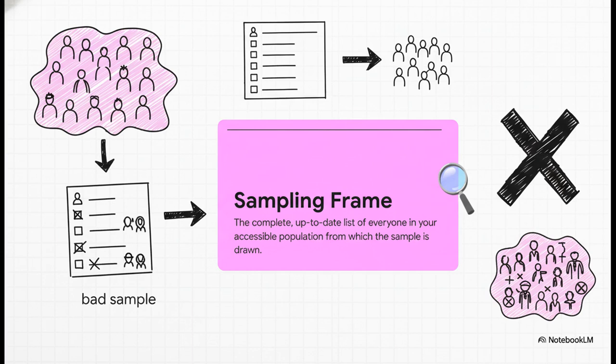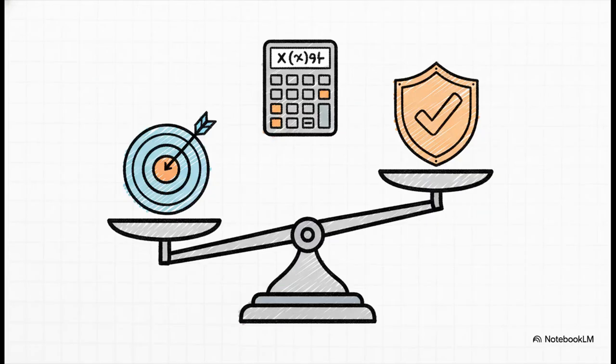Okay, so here's the deal with the sampling frame. This is your actual concrete list of everyone. And if that list is flawed in any way, maybe it's incomplete or out of date, then your sample is going to be flawed too. It's that simple. You could have the best method in the world, but a bad list guarantees a bad sample. Period.